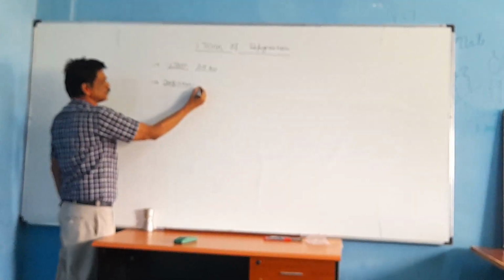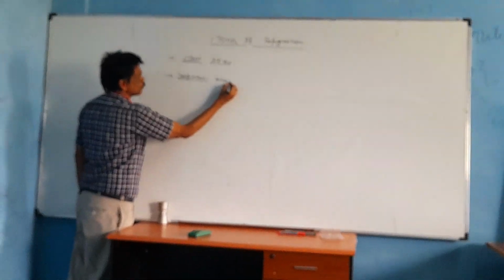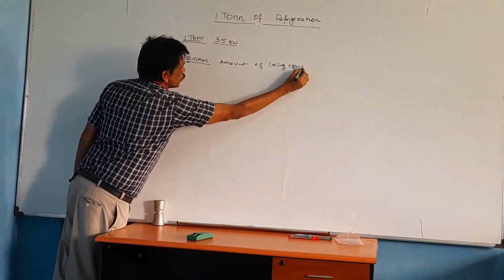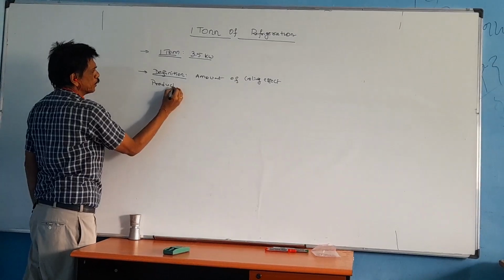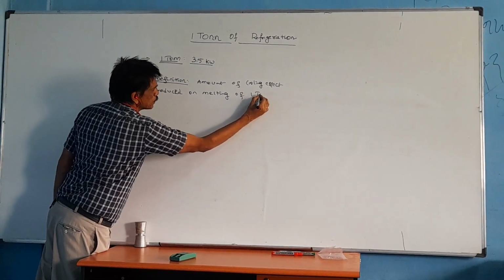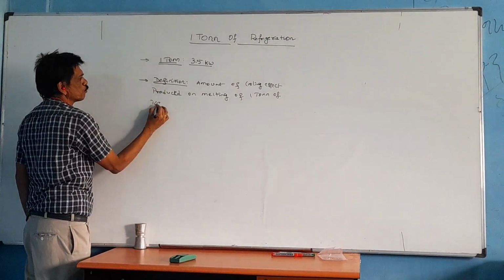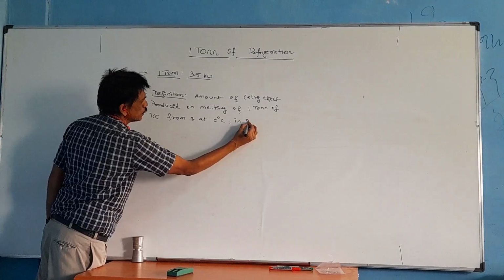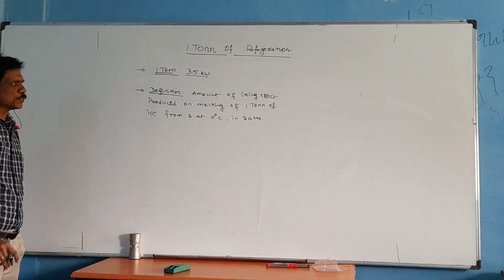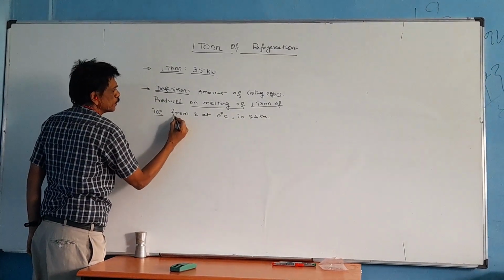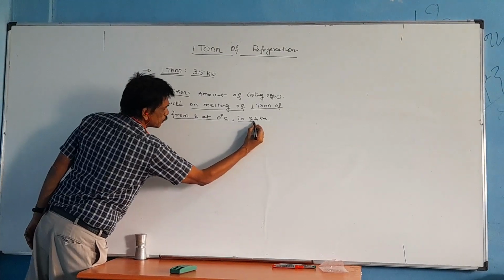The ton of refrigeration is defined as the amount of cooling effect produced on melting 1 ton of ice from and at 0 degrees centigrade in 24 hours. So this is the basic definition for 1 ton of refrigeration.